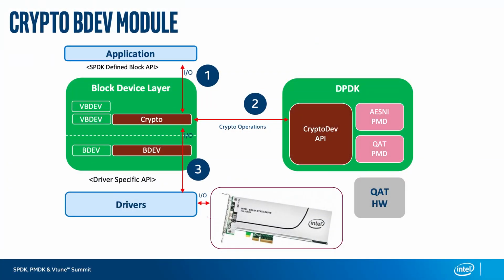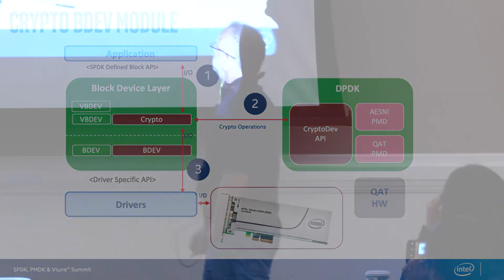So IOs come in from the application, they go to the crypto VBDEV module. From the crypto VBDEV module, it does the encryption or decryption, depending on whether you're writing or reading. And then it heads back down to the device. Okay, so you can see here's the NVMe.